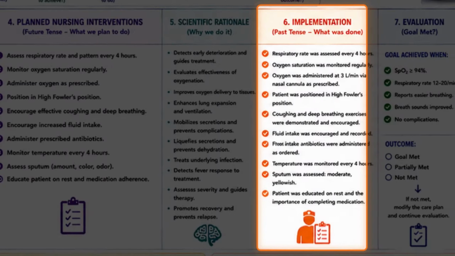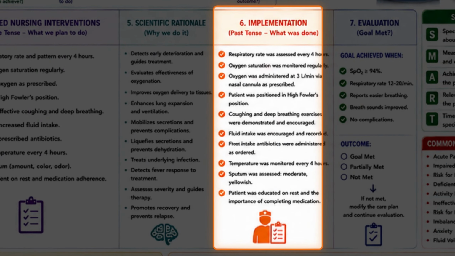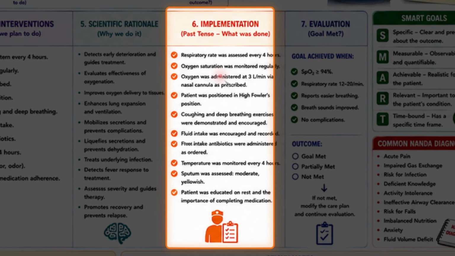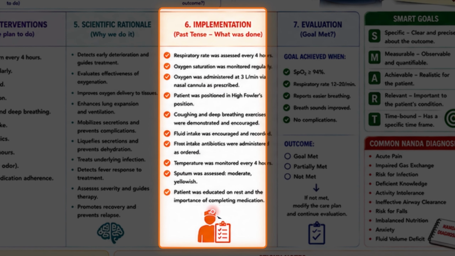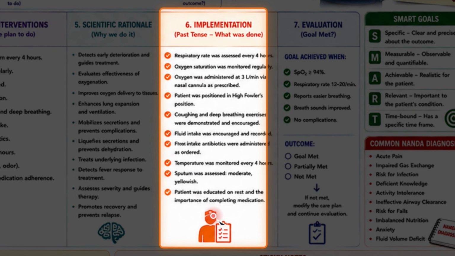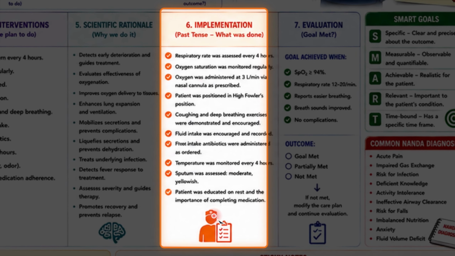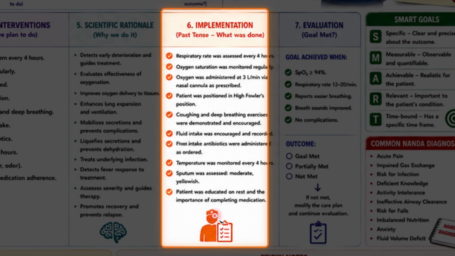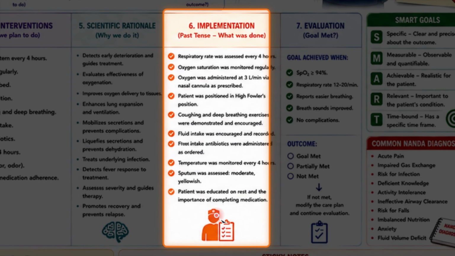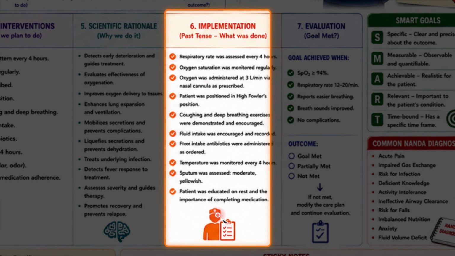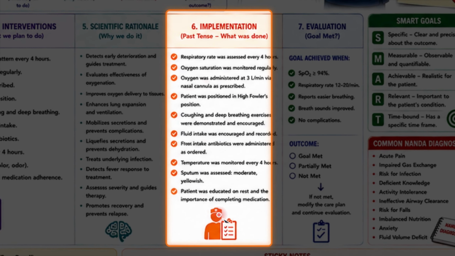Step 6 brings us to implementation. Implementation represents the active execution of our care plan. Look at the header prompt. Notice the strict grammatical rule shift. While interventions are planned in future tense, implementation is documented exclusively in past tense, detailing exactly what was delivered to the patient. Review the clinical documentation records.